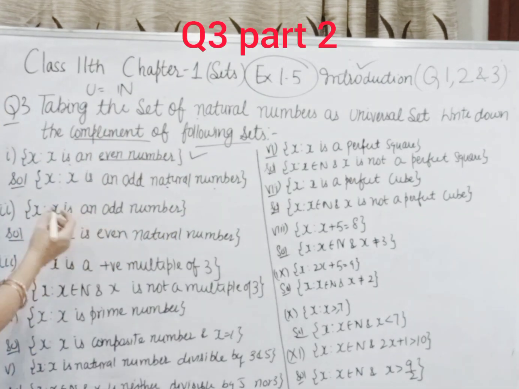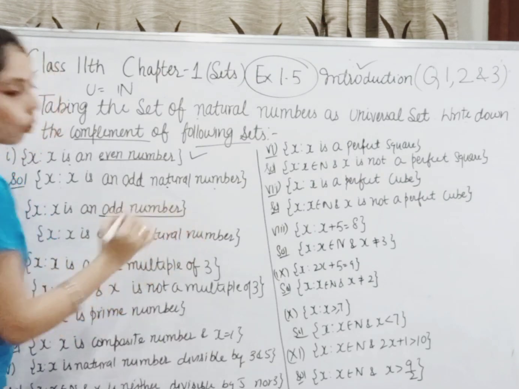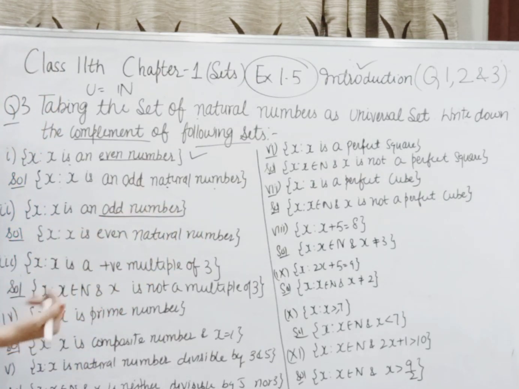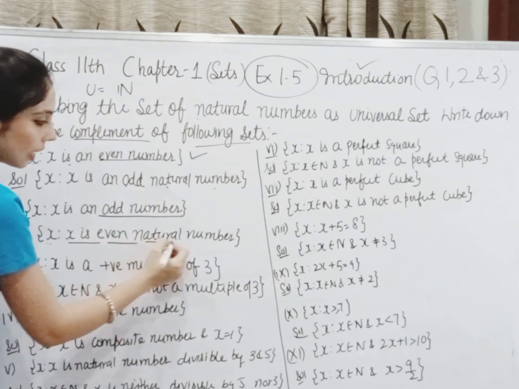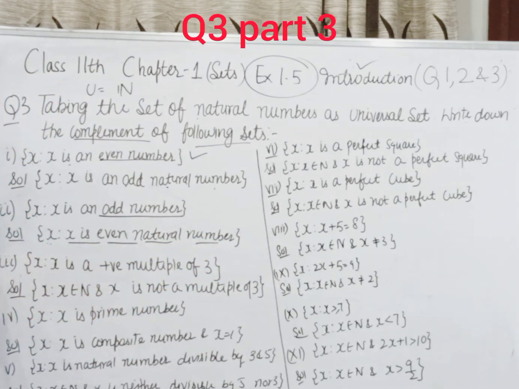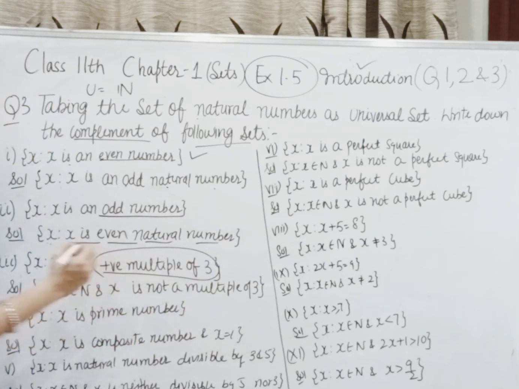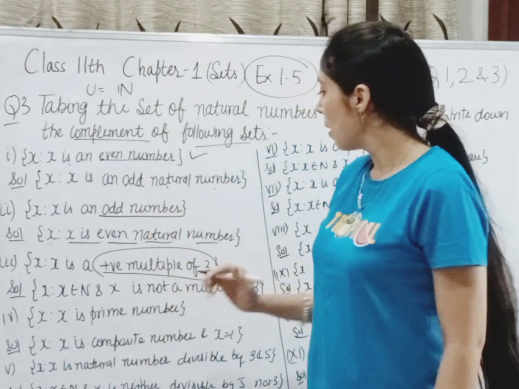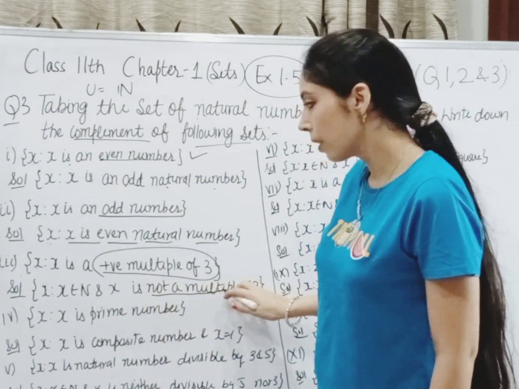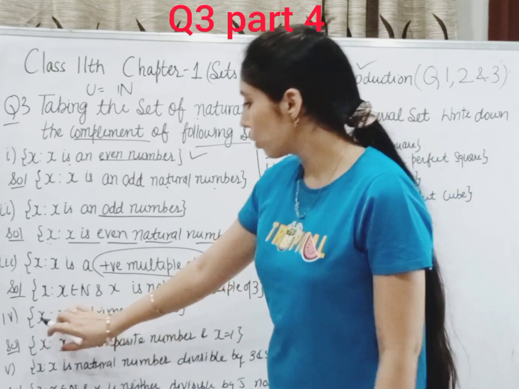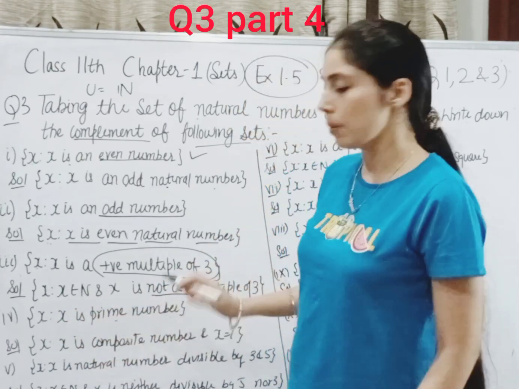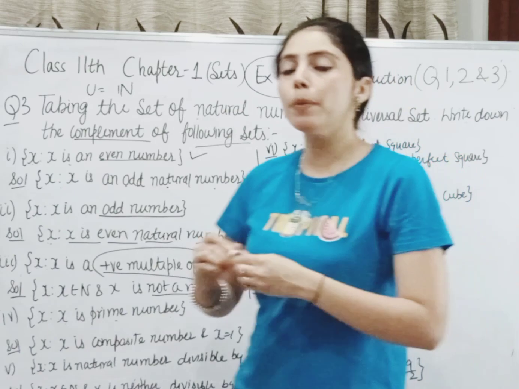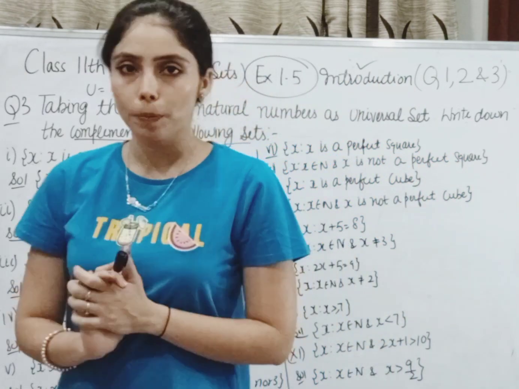Now the second part, those x such that x is an odd number. What will be the complement of this? This will contain those x which are even natural numbers. What about the third? Those x such that x is a positive multiple of 3. In the complement we have all the natural numbers which are not multiples of 3. What about the fourth part? Those x which are prime numbers. So in the complement we have those elements which are not prime numbers.